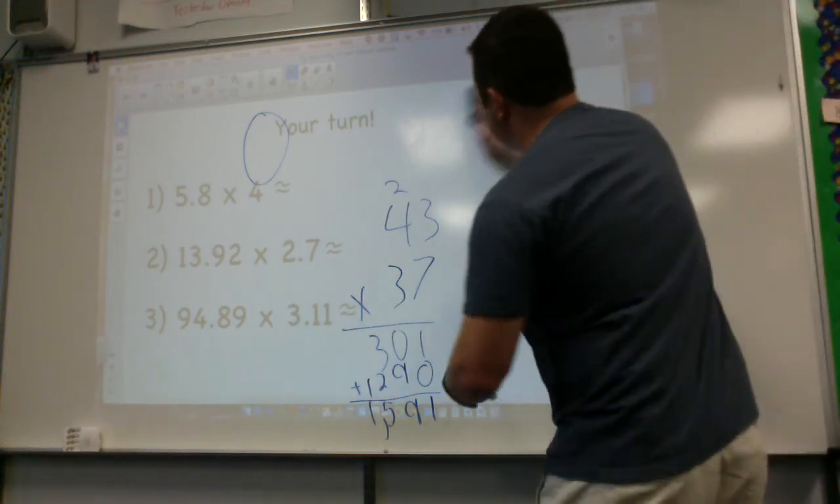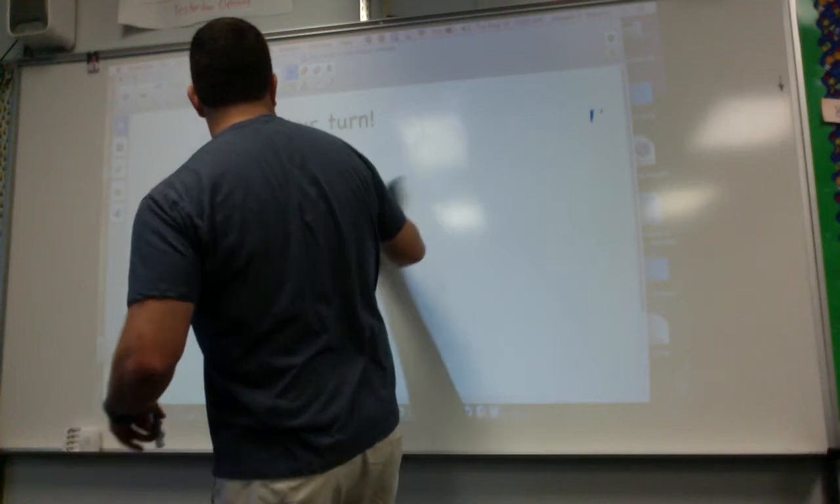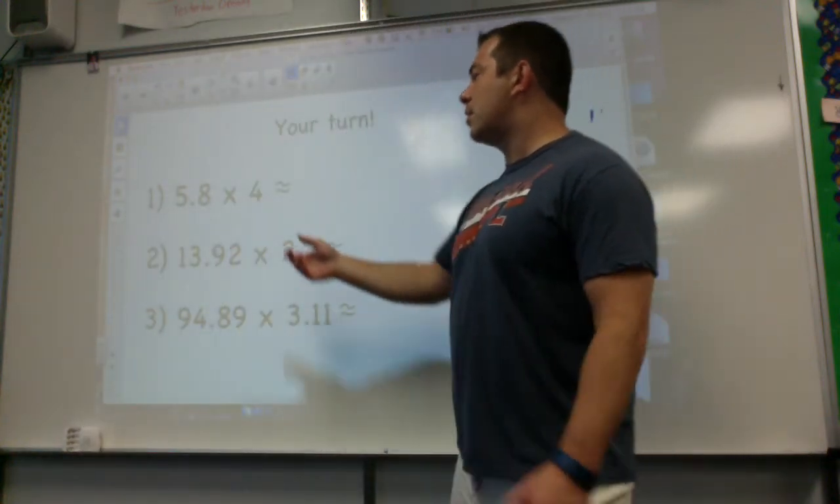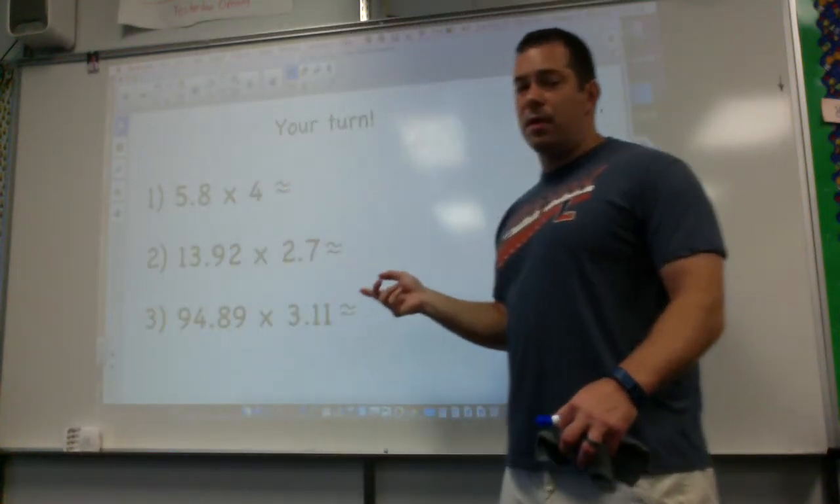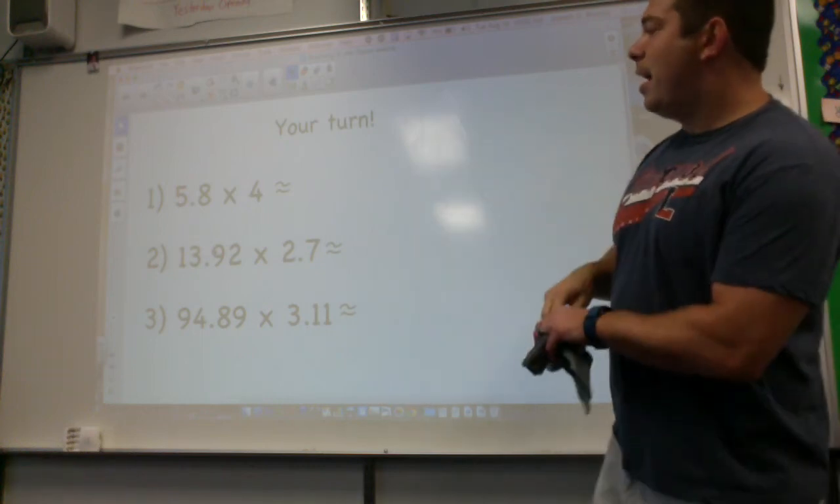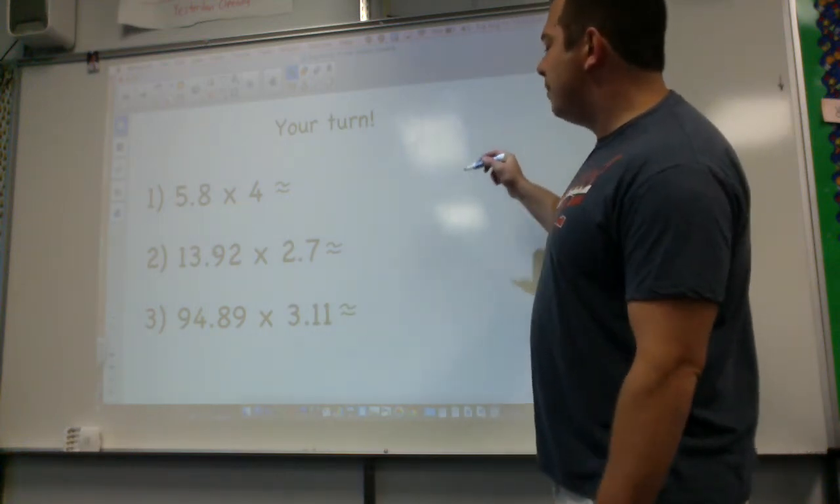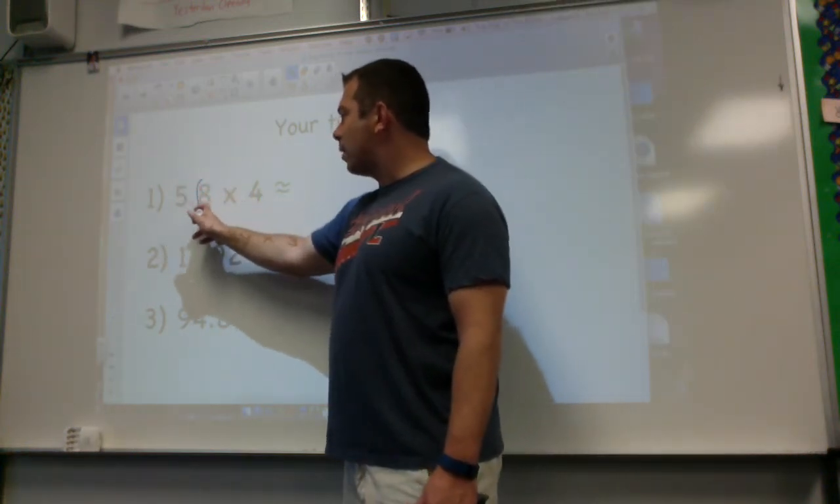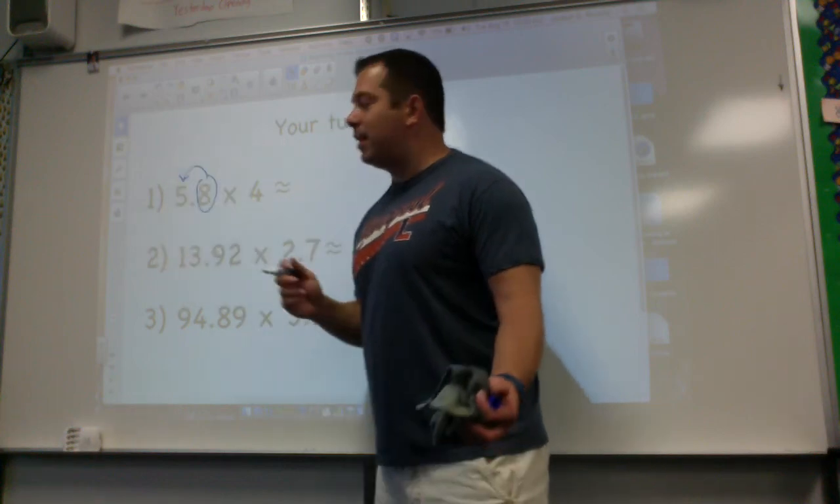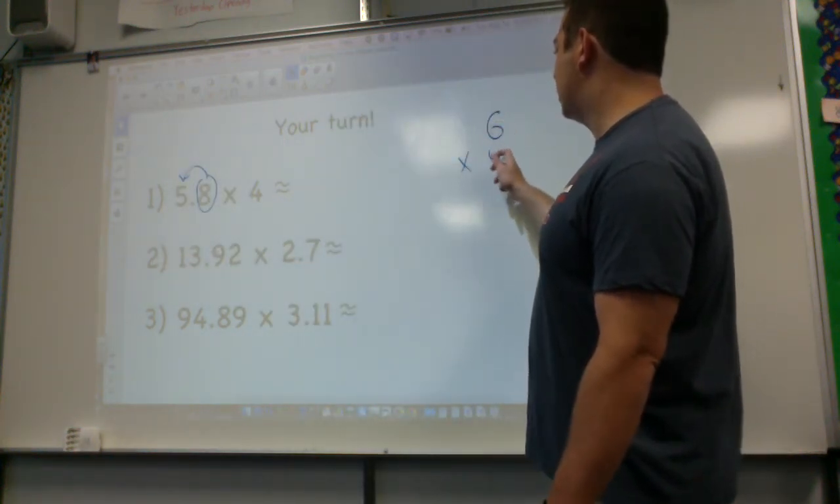Alright, so now you guys have 3 problems to do for me. Alright, and notice that they all are in horizontal form. Please turn them to vertical form, okay, and round it. I will start the first one for you. Alright, so if I'm going to make this, 8 is 5 or above, so that's going to make that 5 become a 6. So I'm going to have 6 times 4.